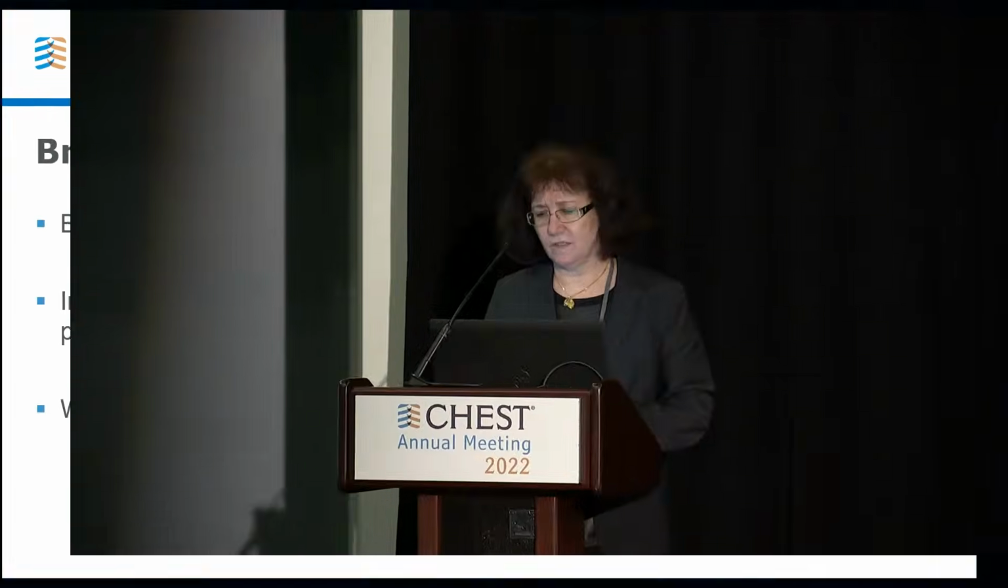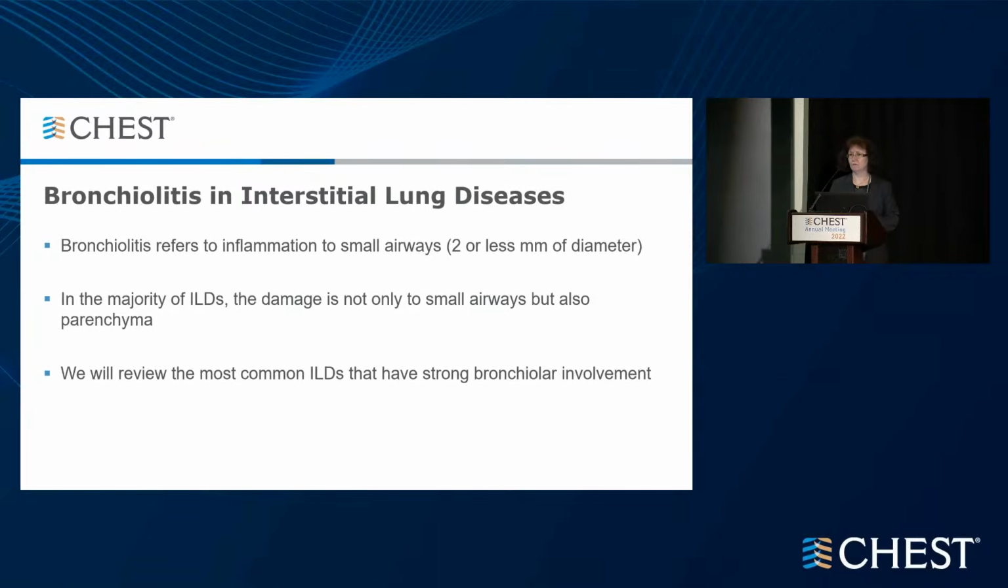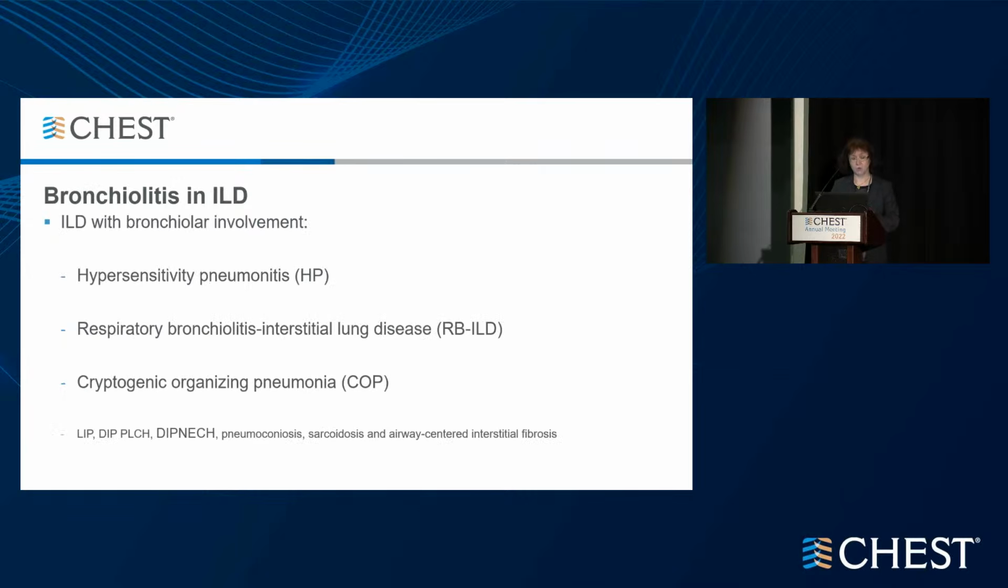Obviously, as has been said before, we are going to talk about bronchiolitis with interstitial lung disease. That means the airways that are affected are 2 millimeters or less. Usually, in interstitial lung diseases the small airways are involved, but also the parenchyma. But we are going to talk about interstitial lung diseases that have a strong bronchiolar involvement. And we are going to do a review about hypersensitivity pneumonitis, respiratory bronchiolitis interstitial lung disease, cough, and a little bit about deep neck.